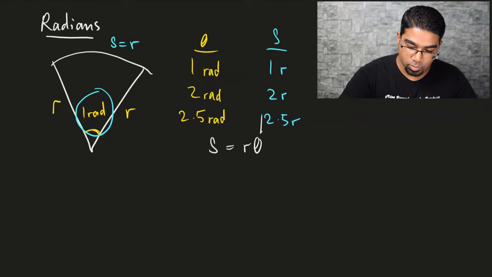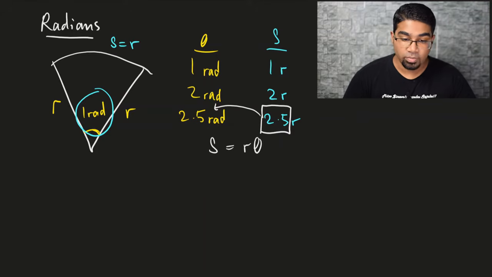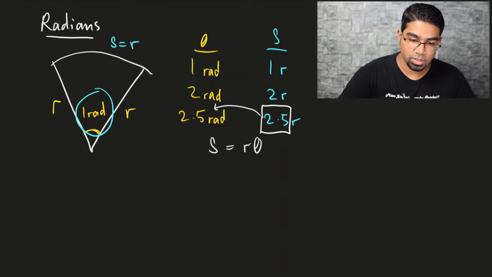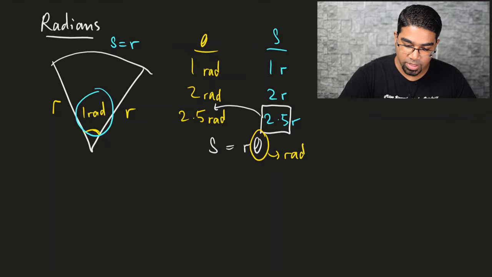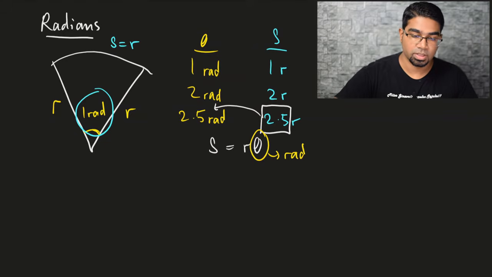So 2.5 here is the value of the angle in radians. The arc length is equal to the radius multiplied by the angle in radians. So this is one thing that we need to remember: this angle must be in radians for this logic to work. If it is in degrees, it doesn't work. So if we are given a value in degrees, how do we get radians? Now let's look at how to convert this.